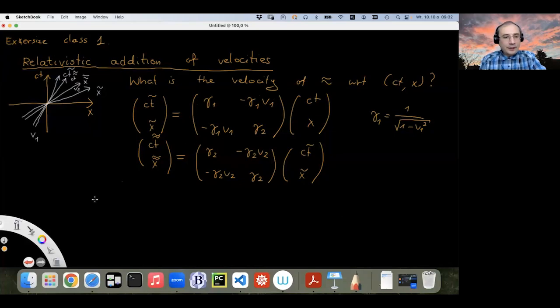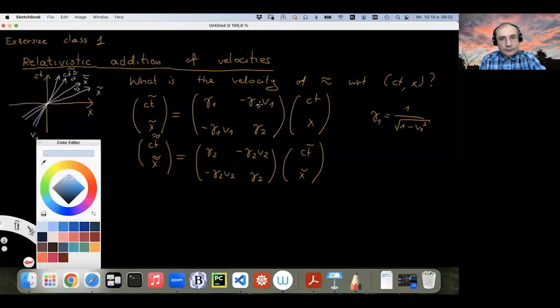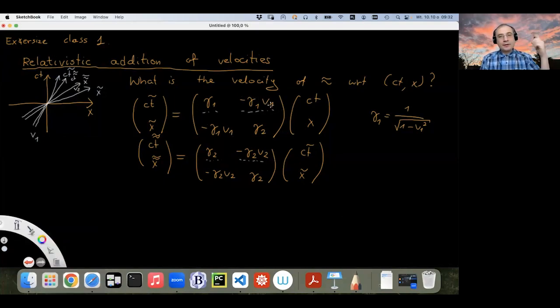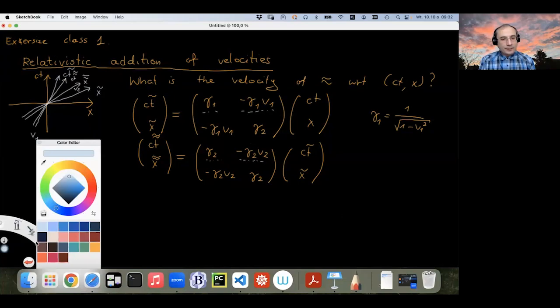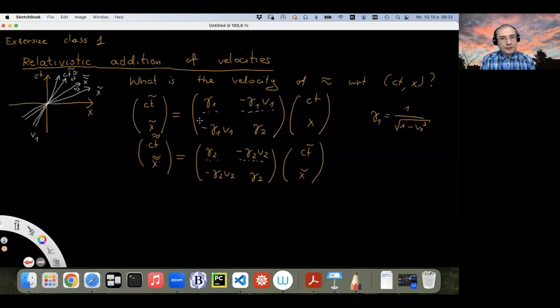Namely, if you take this term over here and divide it by this term, you will simply get minus V1, and the same goes for this transform. It's enough to divide two entries of this matrix to obtain the velocity, the free velocity between these two frames. Now what we can do is simply to combine these two equations in order to get a relation between the orange frame CTX and the white frame. And this is simply done by multiplying these two matrices.